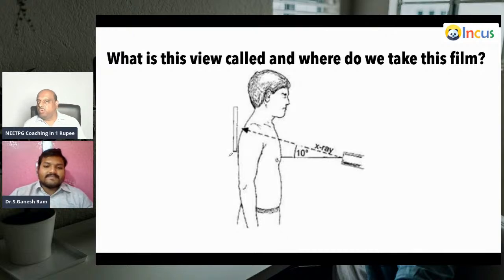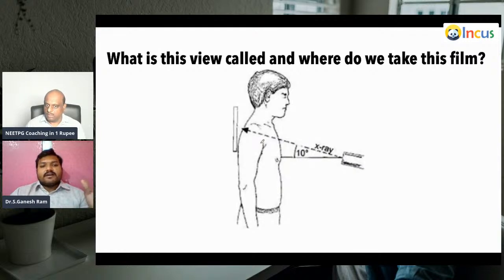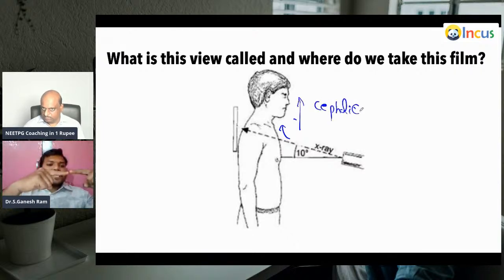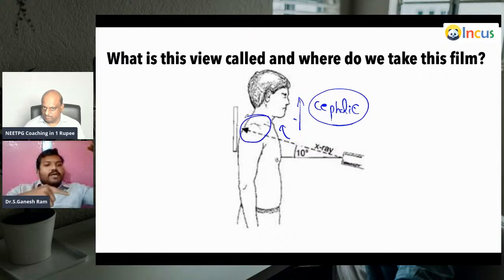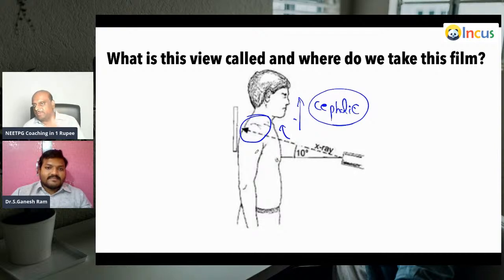Wonderful. So what is this view of the X-ray, and where do we take this film, doctor? This is called the cephalad view, sir, otherwise called the Zanca view. Normally the AP shoulder is taken with the anterior projection of the X-ray beam. With a 15 degree tilt in the cephalic direction, 10 to 15 degrees, if you focus the beam here, the fracture fragments can be easily seen, whether displaced higher up or moved lower. Wonderful. So a 15 degree cephalic tilt, the Zanca view, determines the superior and inferior displacement of the fractured clavicle.